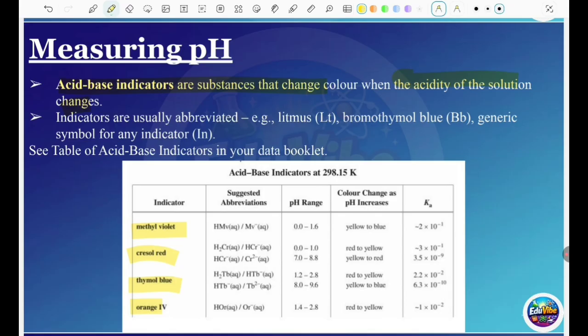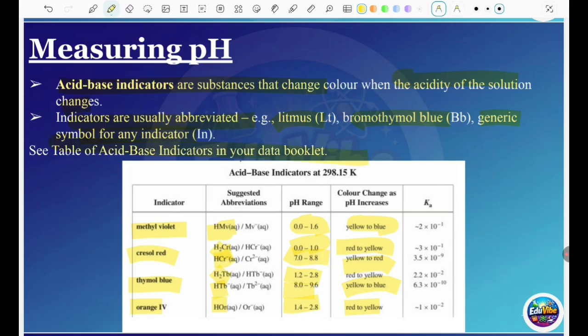We have a full list of them, and they have pH ranges and colors where they change, from this color to this color. So this is how the acidity of a solution can be determined. Indicators are of different types. You can use litmus paper; we use litmus paper for acid-base in simple cases. But for calculation questions, you have this whole table, which includes bromothymol blue and others. Each indicator has a symbol, and you can see the symbols here.